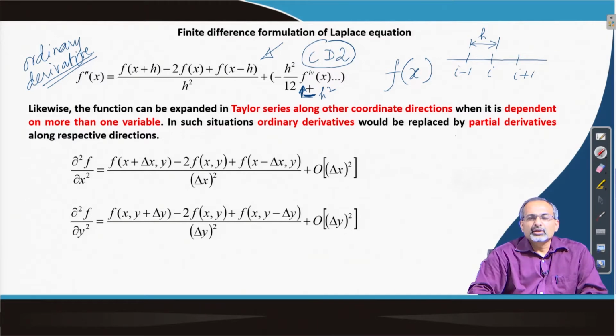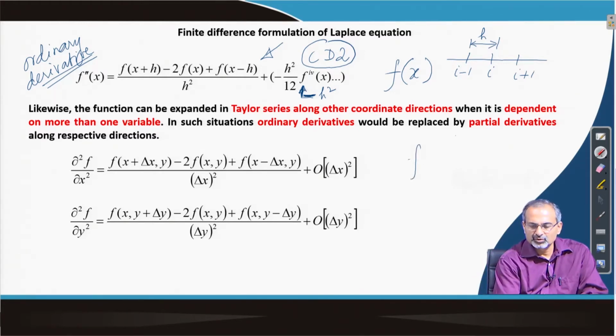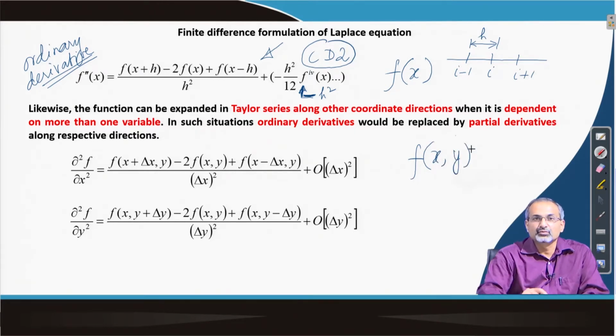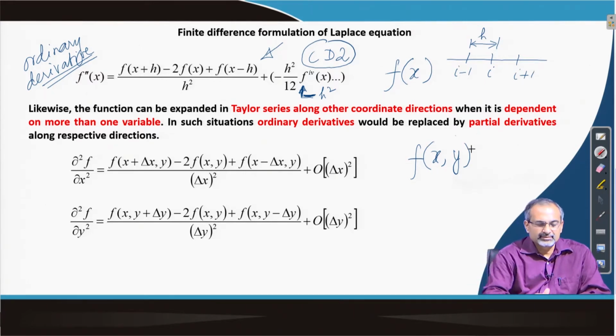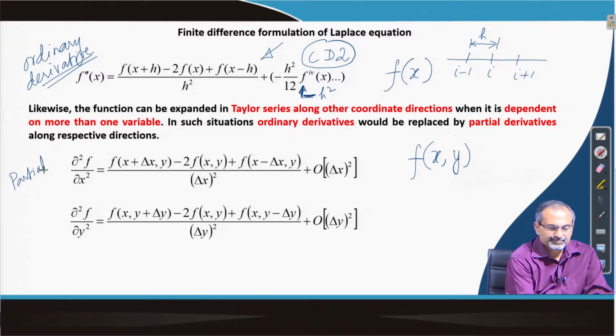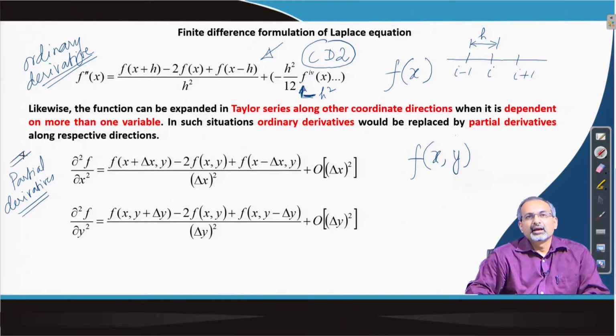Now, when you are talking about functions which are dependent on more than one independent variable, like the one we are talking about now, you now have a function f of x y. We talk about the derivatives in the partial sense. However, the Taylor series approach applies equally in this case too, and therefore, you can end up using the same kind of formula that you have derived earlier for approximating the ordinary derivative using finite difference formula over here as well.